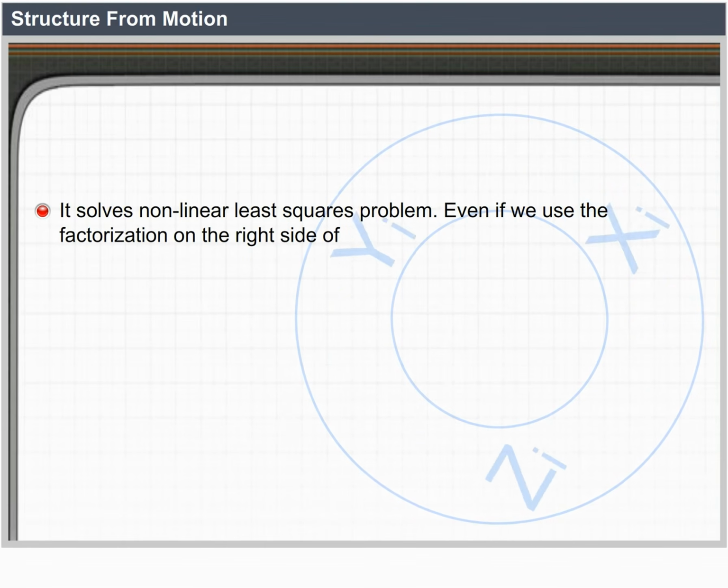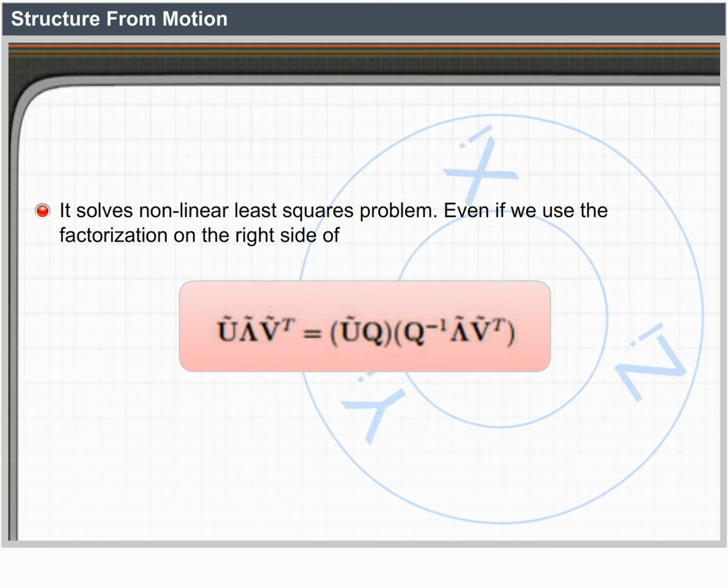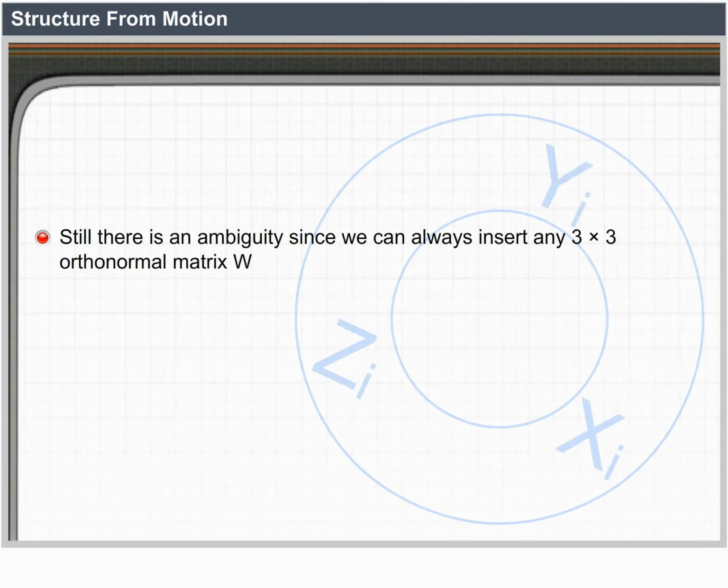Even if we use the factorization on the right side of the equation as shown, there is still an ambiguity since we can always insert any 3 cross 3 orthonormal matrix W in the expression as shown.